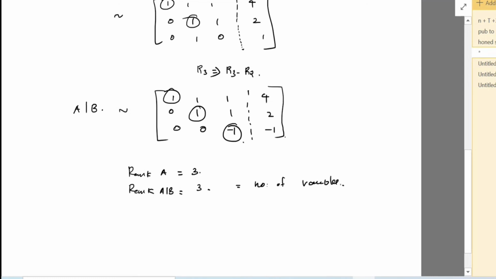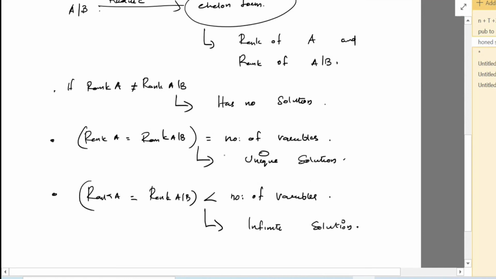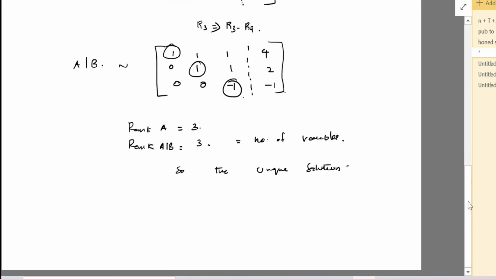So if rank of A is same as rank of AB, which is same as number of variables, then it has a unique solution. So the system has a unique solution. So we have to find this unique solution. For that, we will use back substitution.